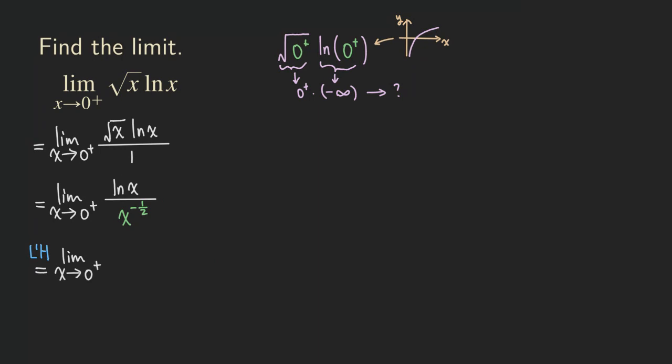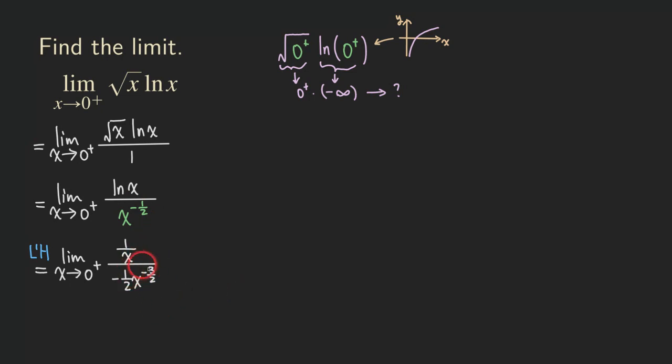Then what are we going to get here? We are going to take the derivative of the ln of x, and that will give us 1 over x. What about the bottom? The bottom, we are going to use the power rule, which will give us negative 1 over 2, and then x to the negative 3 over 2. Okay, so we are not using the quotient rule here. Just make sure that you are not using the quotient rule. We are just taking the derivative of the top and the bottom separately.